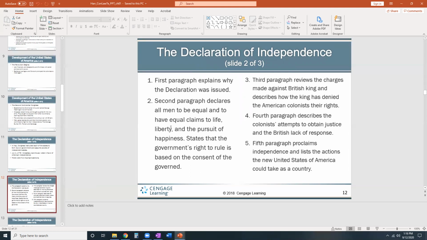The third paragraph of the Declaration of Independence is like the list of complaints against the king. This is where they lay down the main argument as to why the king has let down the individual American colonies. The fourth paragraph talks about what the efforts of the colonists looked like to try and bring about a peaceful resolution with the British king that didn't involve a revolution, that didn't involve breaking away from the king. And last but not least, the fifth paragraph declares the independence of the United States, the breaking away of the United States from the British. And it mentions what the United States can now do as a brand new and independent country.